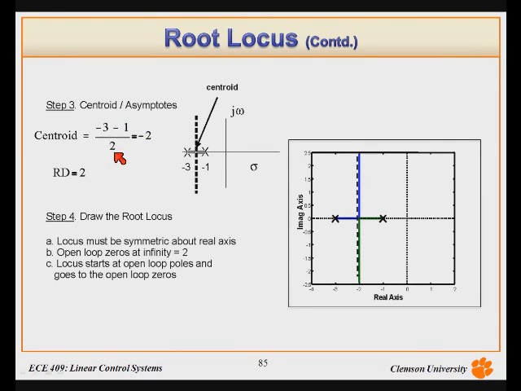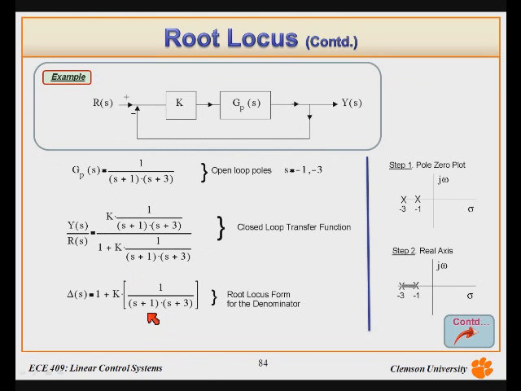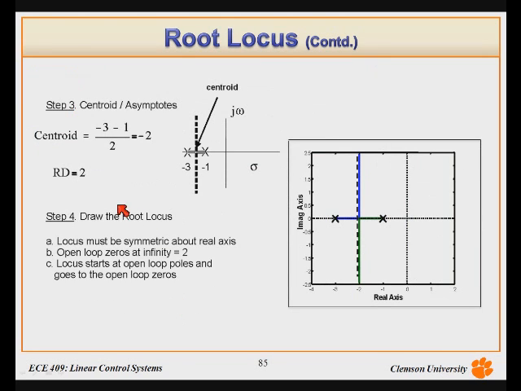Where does this 2 come from? That's the relative degree. The relative degree of the something is 2, because if we multiply out the denominator, the highest order is s squared. S to the 0 is in the numerator. S squared minus s to the 0 as far as the degree is 2. So the relative degree is 2. That's why we have this 2, so I put the 2 in the denominator. I got minus 3 minus 1 over 2 is negative 2. So the centroid will be at negative 2, right between negative 1 and negative 3.